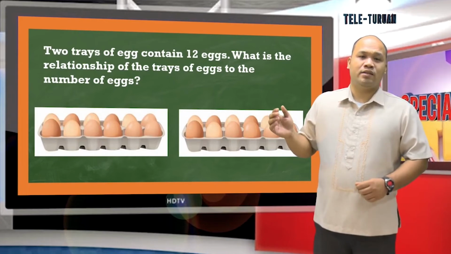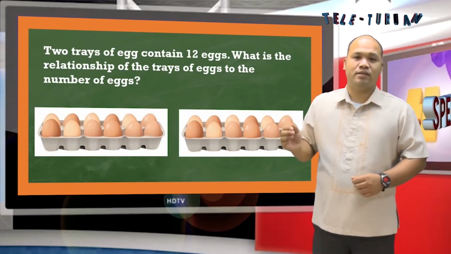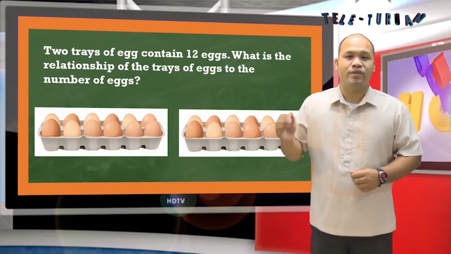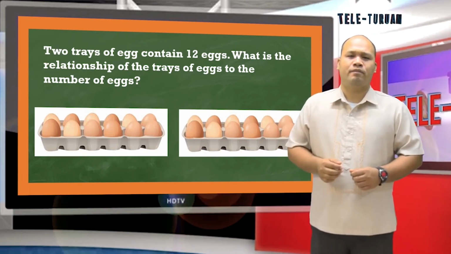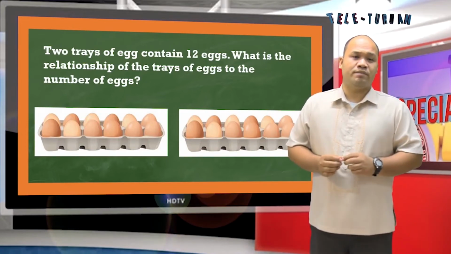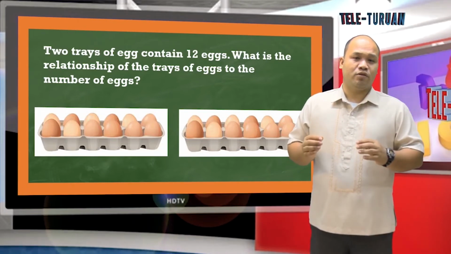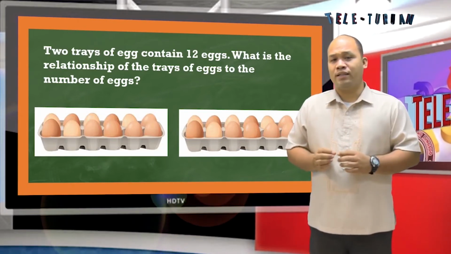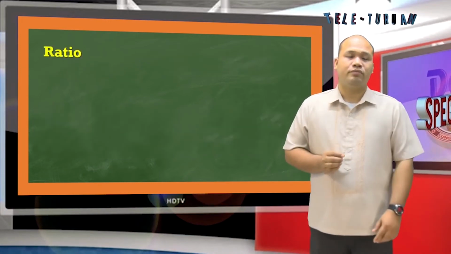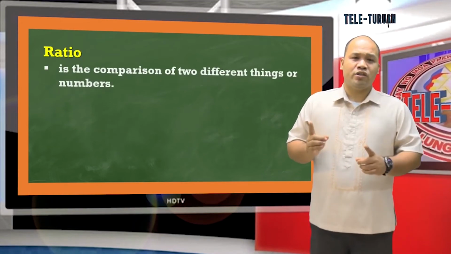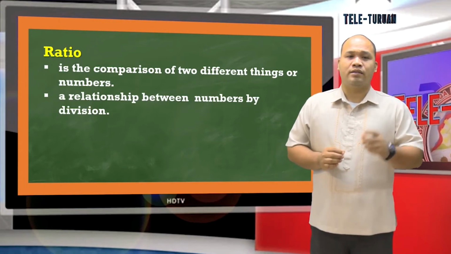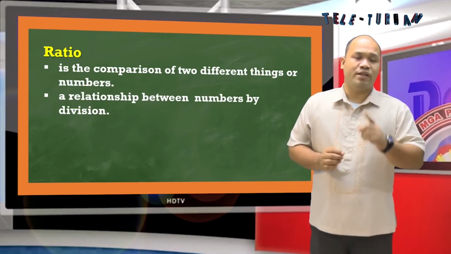2 trays of egg contain 12 eggs. What is the relationship of the trays of egg to the number of eggs? If we analyze the simple problem, we are looking for the relationship between the numbers or the comparison of two quantities, and it is called a ratio. A ratio is a comparison of two different things or numbers, and a relationship between numbers by division.